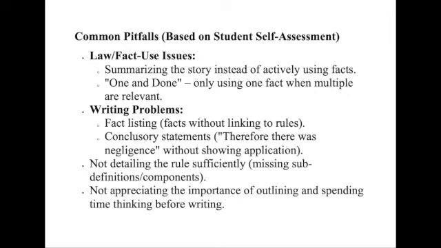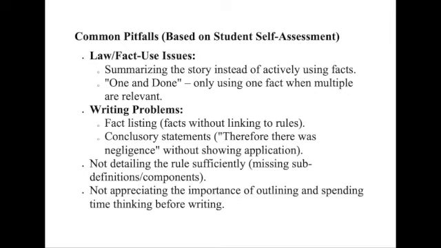They often fall into roughly three categories. First, there are law-based issues, things like not fully knowing the rules, misunderstanding elements, or missing exceptions. Second, fact use issues. This is a big one, like just summarizing the story instead of actively using specific facts in the analysis, or the one-and-done mistake, where they only use one fact for an element when multiple facts might be relevant. Okay, law and fact use.